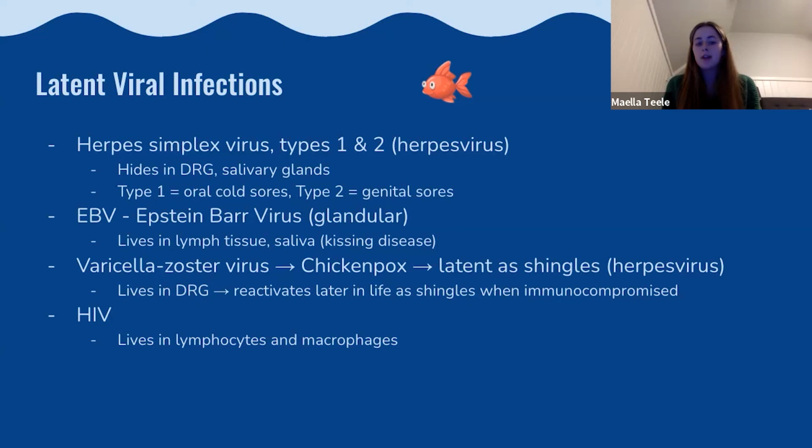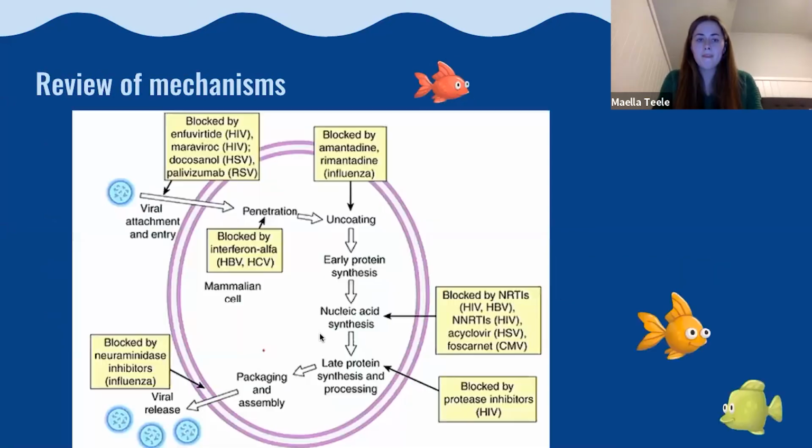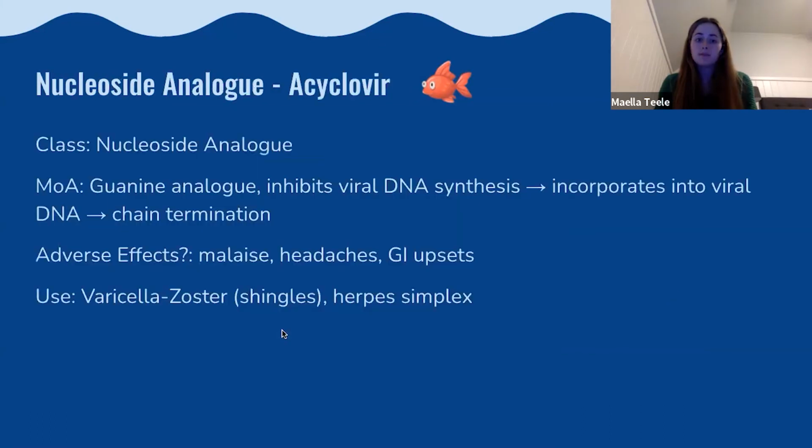You've got your varicella zoster virus, particularly chickenpox, which then goes to shingles later. That also lives in your dorsal root ganglia, but it reactivates later in life when you're immunocompromised. And then you've got HIV, and I'll talk a bit more about HIV later. This is something you can also just review in your own time. You really don't need to know this in much depth, but these are the mechanisms by which a virus can attach and replicate and all those sorts of things.